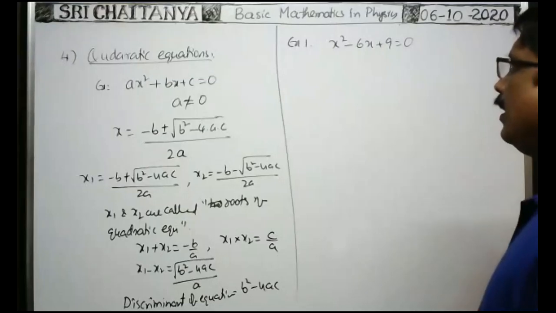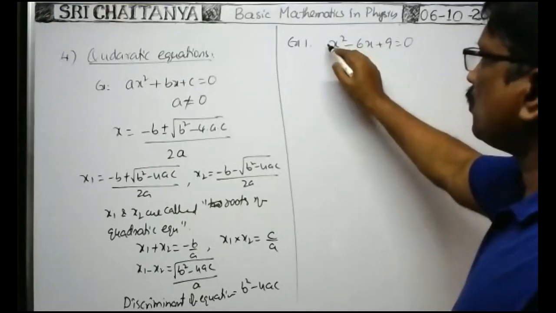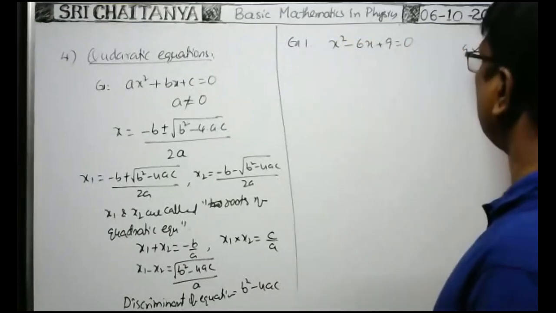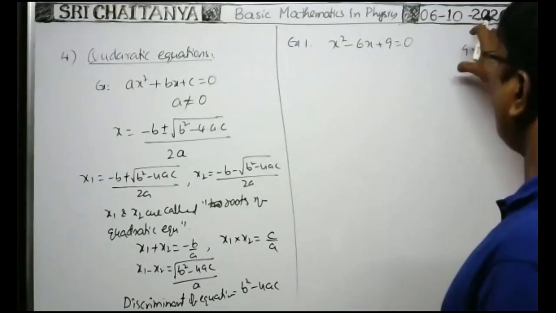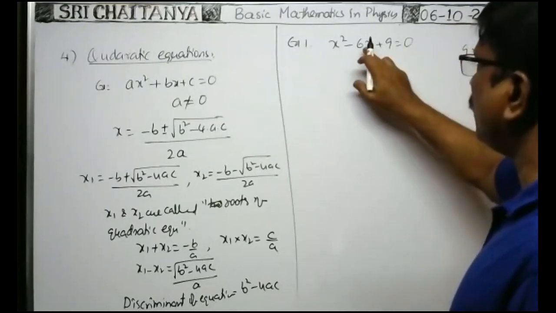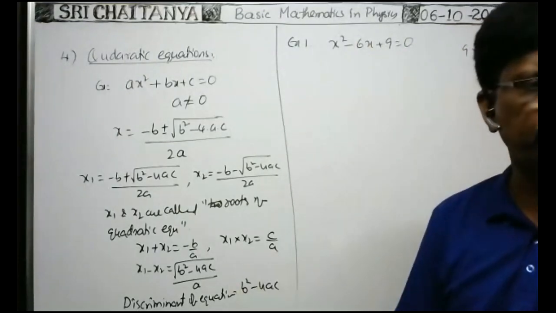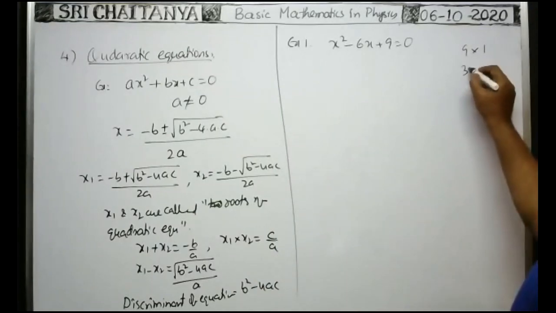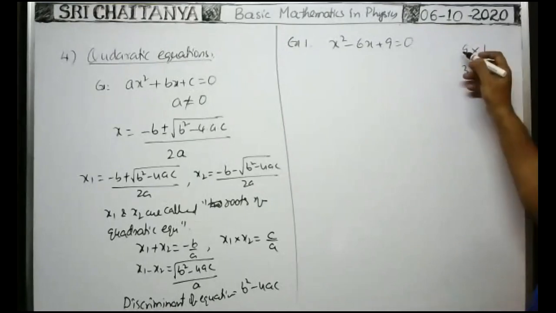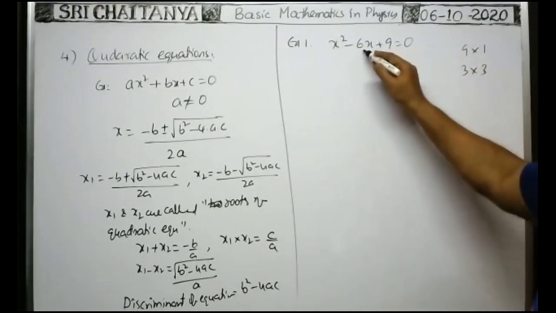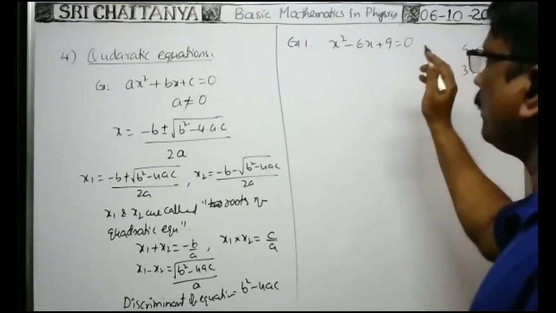How can we write? Here the coefficient of x square is 1, constant is 9. So 9 into the coefficient of x square 1. How can this 9 into 1 be written so that you will get the value 6 by adding or by subtracting? Okay, you see, this can be written as 3 into 3, no? 3 into 3 is equal to 9. So this can be written like that so that when you add these two, you get 6. In such a way, you have to write the combinations.